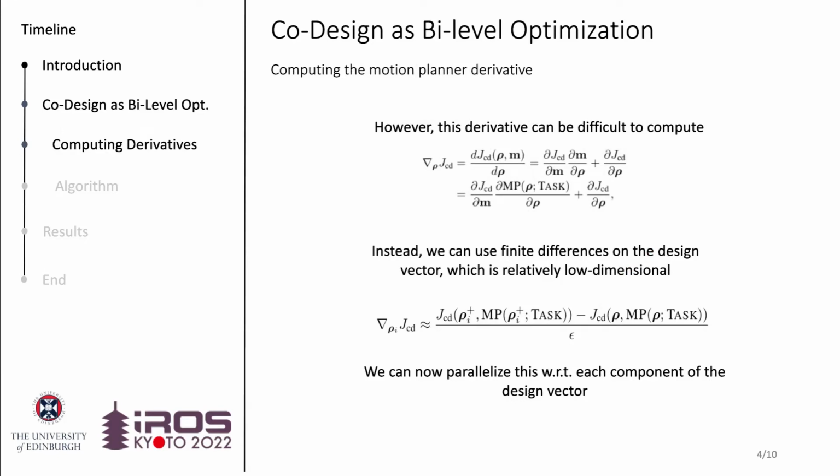To do so, we can use finite differences directly on the cost, without having to separate it using the chain rule. We can leverage the fact that the dimensions of the design is relatively small, up to 17 dimensions in this work, and use parallel computation to speed up this process.